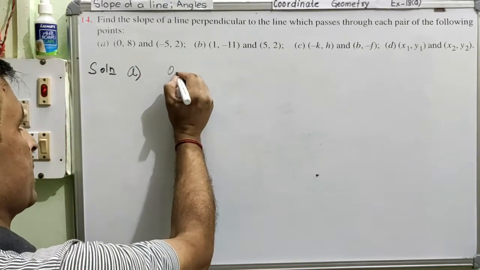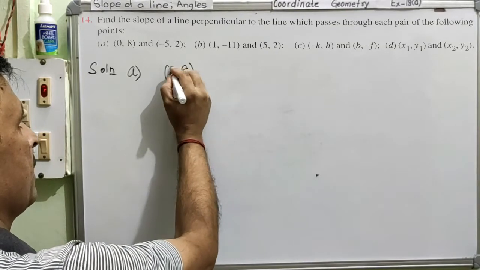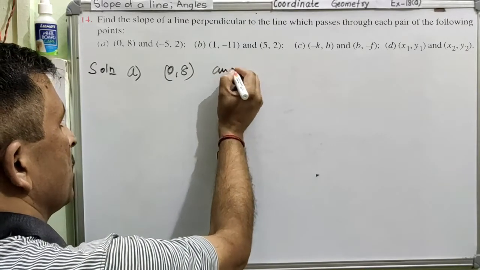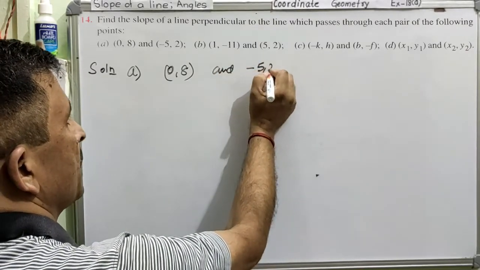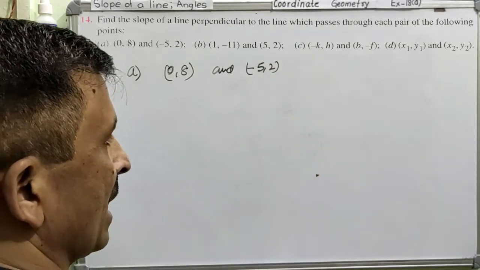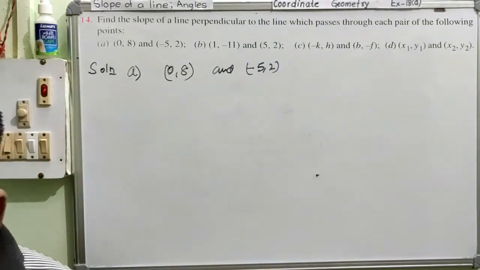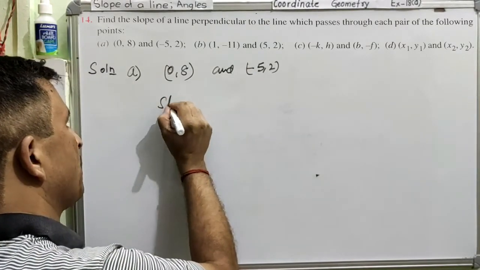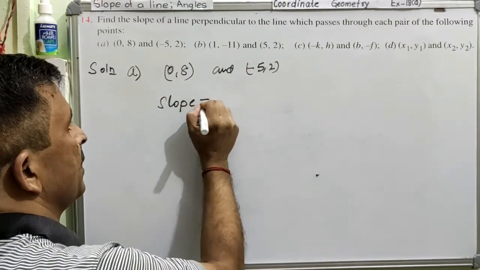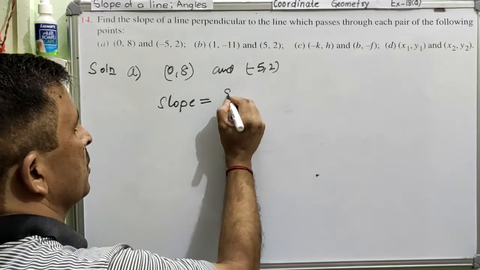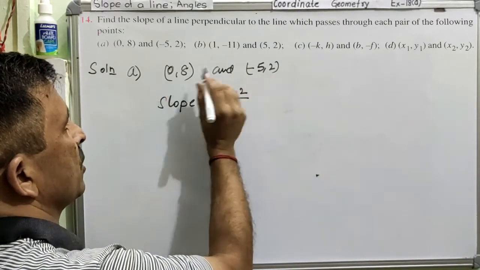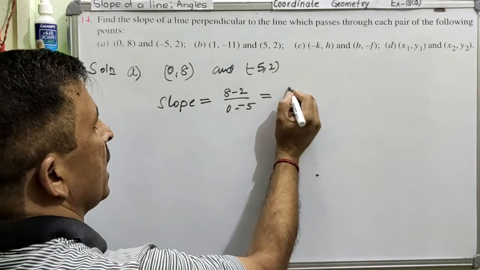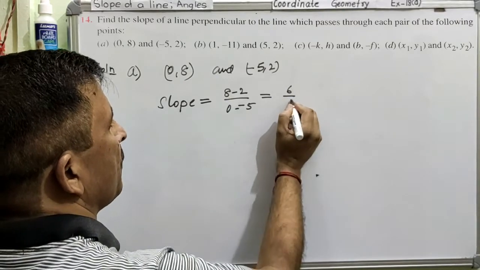The two ordered pairs are (0, 8) and the other ordered pair is (-5, 2). Whether the line is going to be parallel or perpendicular, the first thing that we have to do is immediately find out the slope. So let us find out the slope. Slope will be 8 minus 2 over 0 minus -5. 0 minus -5. So this is equal to 6 over 5.